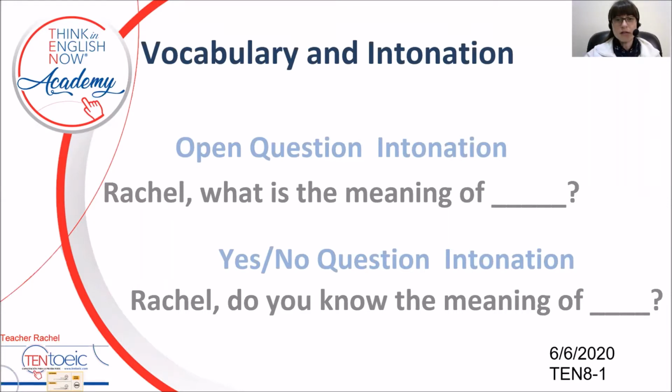Our first one, the open-ended question. This begins with words like what, why, when, where, and how. The intonation for this question is we go down at the end. So the open-ended question goes down at the end. And this is where our vocabulary word will be at the end of this sentence.